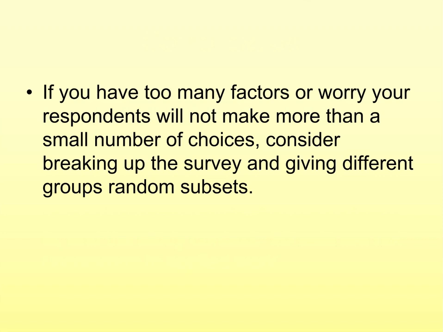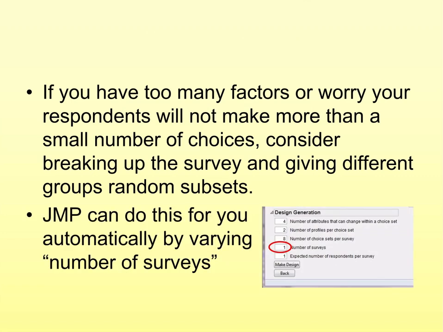A couple of other things to think about: imagine you have too many factors or worry that your respondents are not going to be able to make more than a small number of choices. What should you do? Well, one thing you can do is to simply break up the survey and give different subsets of the respondent pool different groups of random options. Now, in JMP, you can do this automatically by varying the number of surveys. In the design generation menu, there's a little box where you can click on number of surveys. The default is 1. That means that each respondent is going to get all of the profiles from the design.